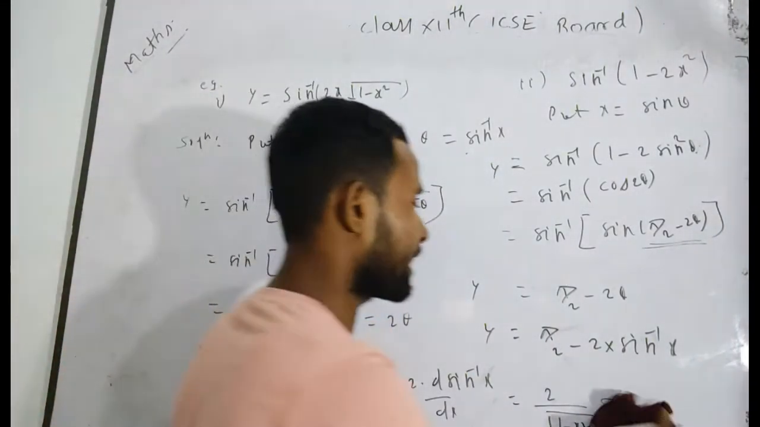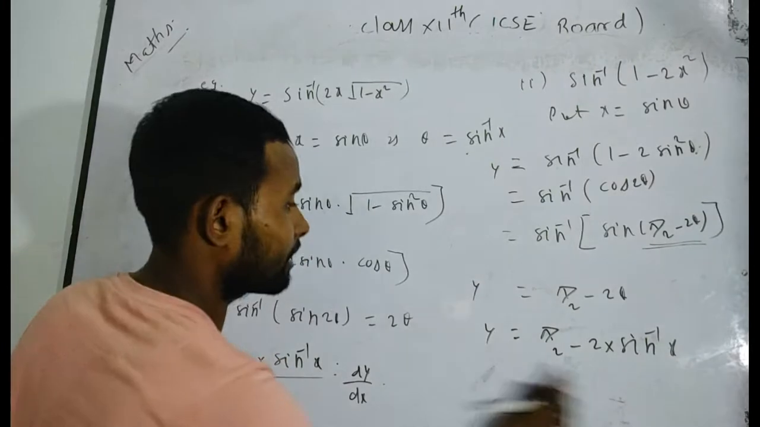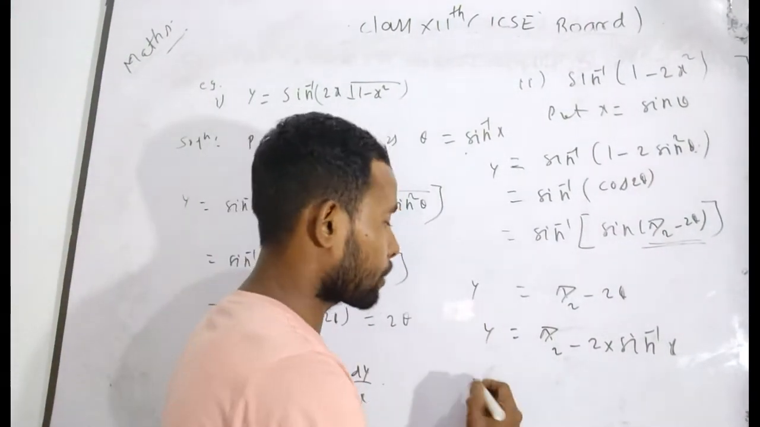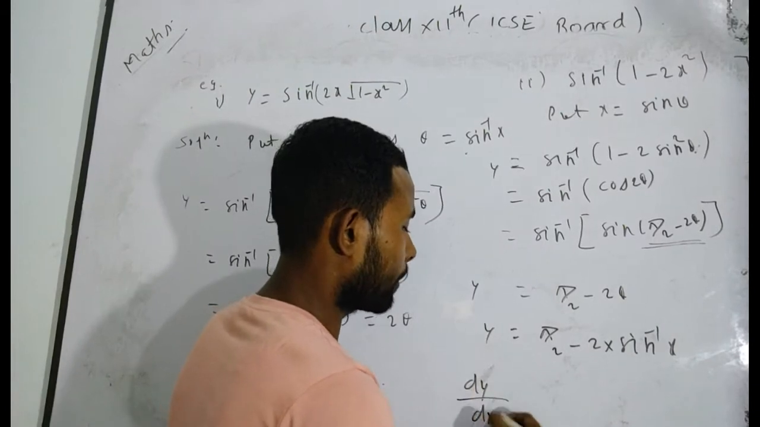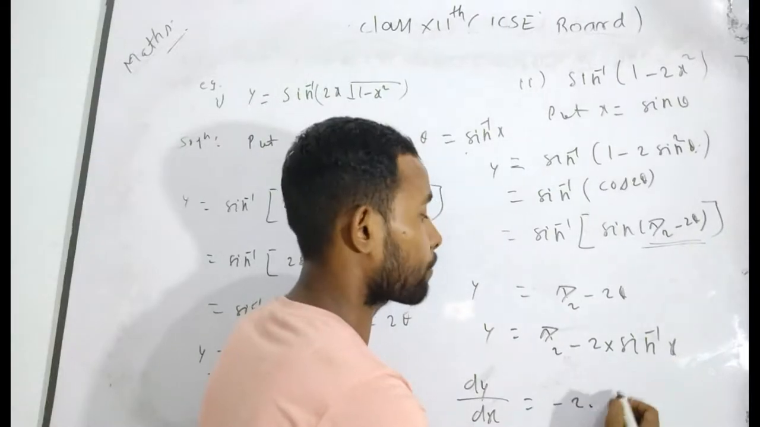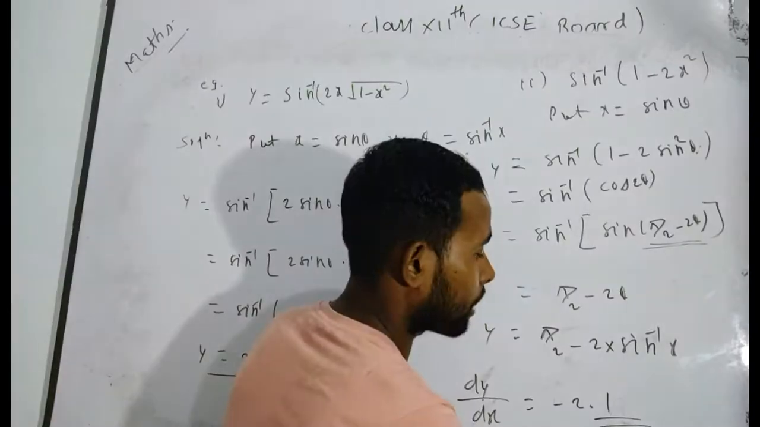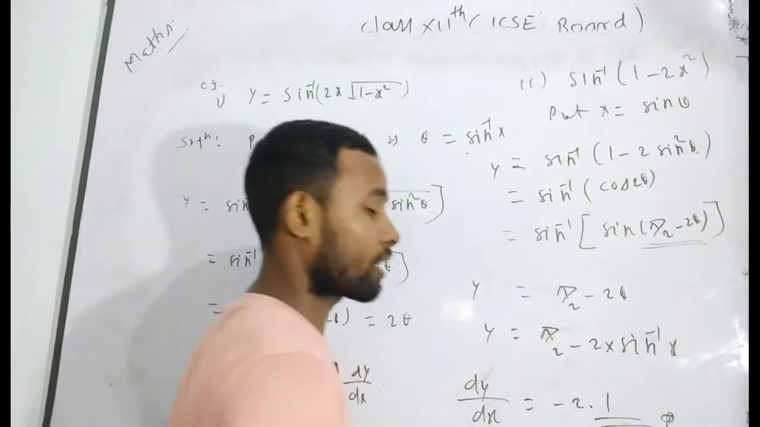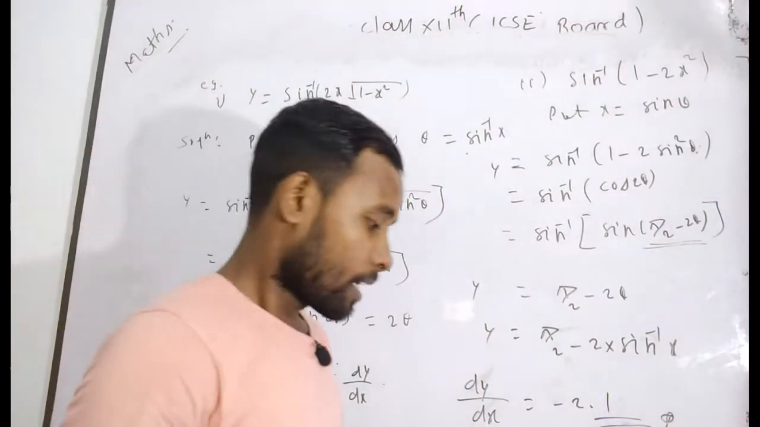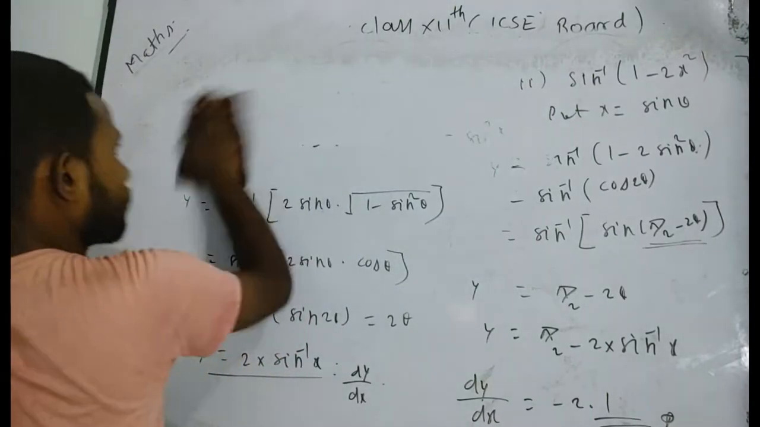Differentiating on both sides again with respect to x. I want to write firstly this part, y is equal to pi by 2 minus 2 sin inverse x. Now again differentiate on both sides with respect to x. You will get dy by dx, derivative of pi by 2 will be 0, minus 2 into derivative of sin inverse x, which is 1 upon root under 1 minus x square, which is your correct answer of this problem. I think you understand very well. Now again take your next question.